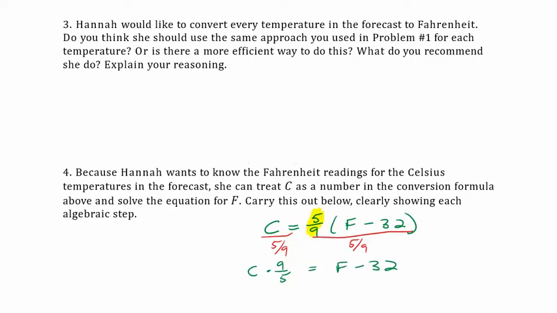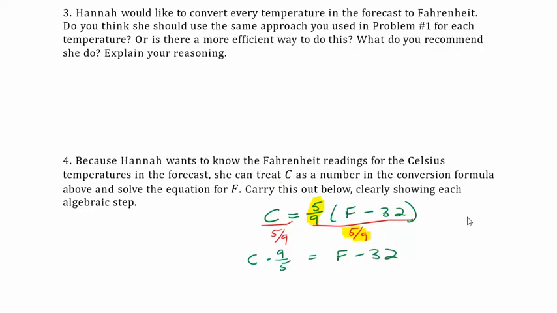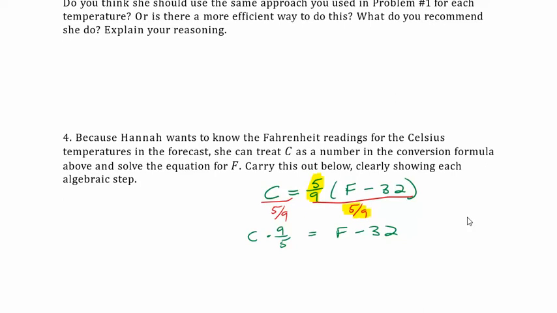Because this 5/9 divided by this 5/9 will be 1. And so that will, quote unquote, go away. 1 times anything is just that number. All right, so let's rewrite this C times 9/5 in the way that we usually rewrite it, with the number in front times the variable.